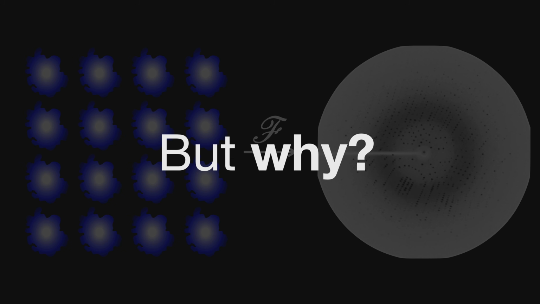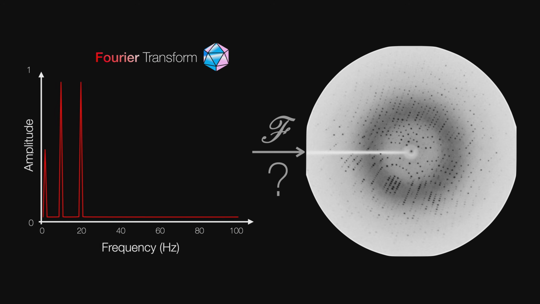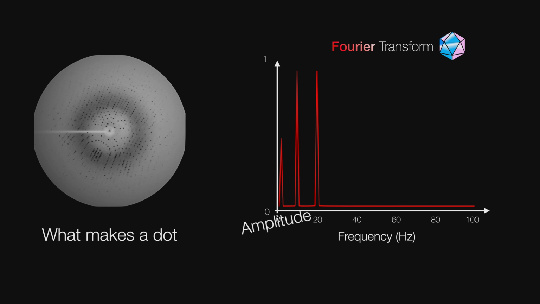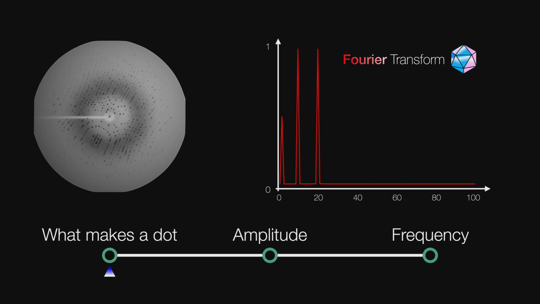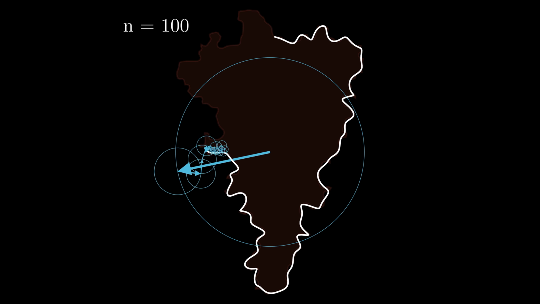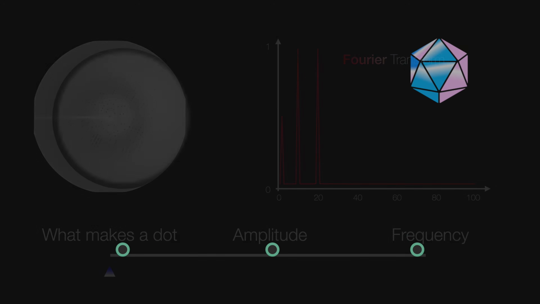But why? And to that, we will go through a 3-part journey answering what creates an individual dot, how the intensity is represented, and how the frequency is represented. And all of this will show you how this elegant piece of math naturally pops out of biology. So, let's zoom into the crystal to rediscover this from first principles, and let's get this party started.